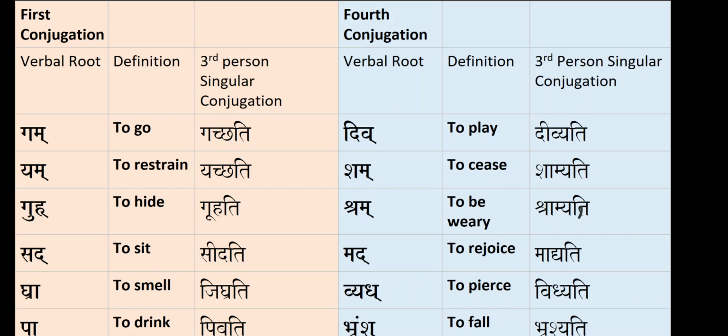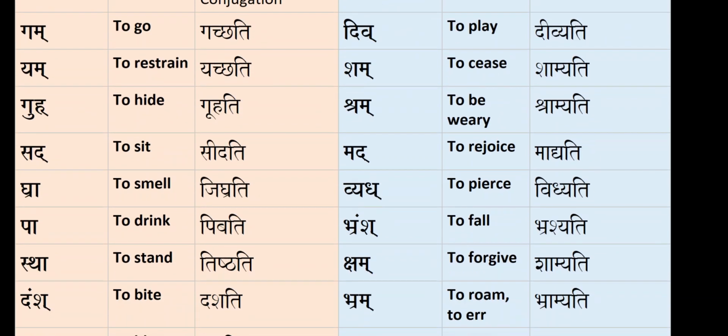Now remember the word ashwaha. So ashwaha, the sha looked like this. So that plus the stroke at the end, this letter becomes shra. That is a compound letter. So that is shram, to be weary, and that's shramyati. Then we have mud, to rejoice. That is madyati. He, she, or it rejoices.